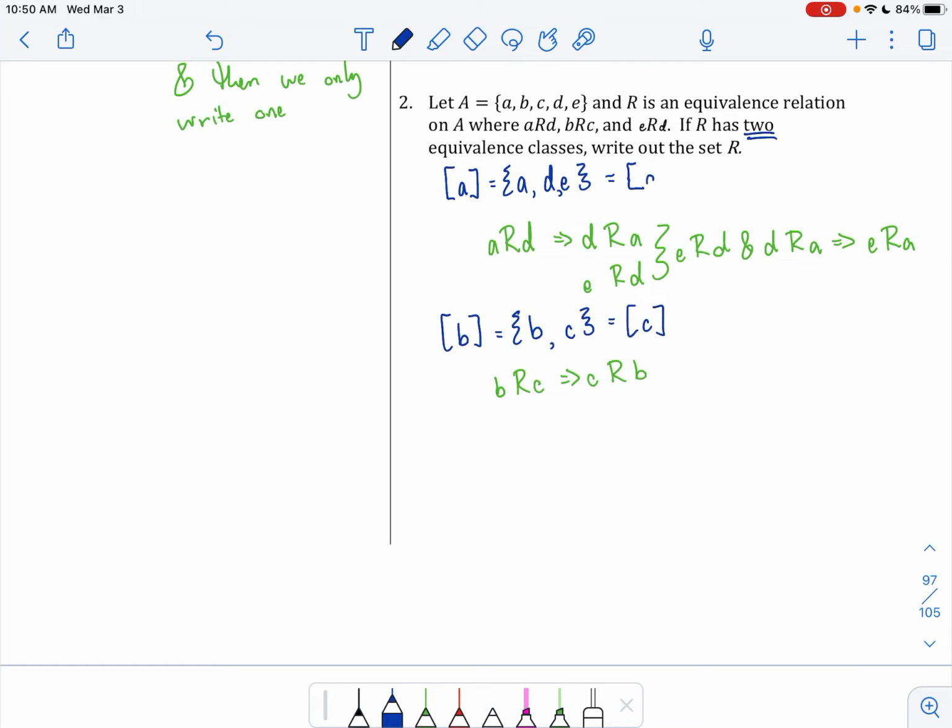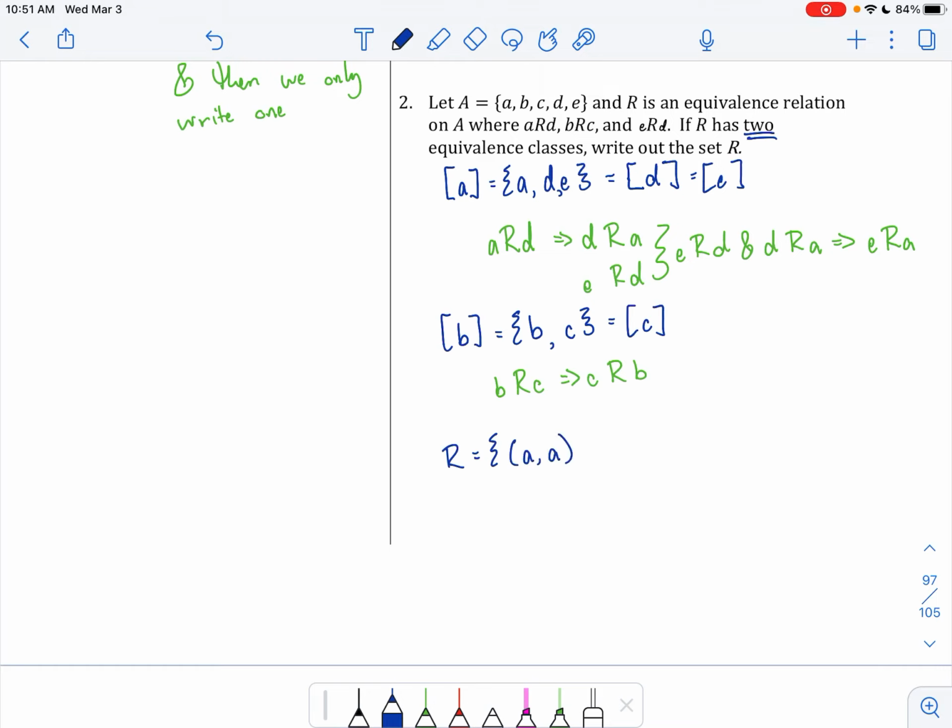This would be the equivalence class of D, since D is in there. And E, since E is in there, because by the reflexive property, you're always at least going to have that one buddy in that set. So these are our 2 equivalence classes. Therefore, if I want to write out the set R, I'm going to start with the equivalence class of A, and expand that out.